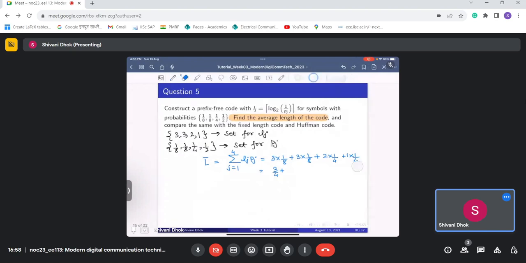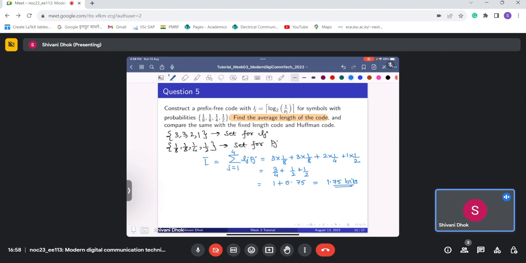So this is basically 3 by 4, plus 2 by 4, that is 1 by 2, plus 1 by 2, which is 1 plus 0.75, which is equal to 1.75 bits. This is the average length.